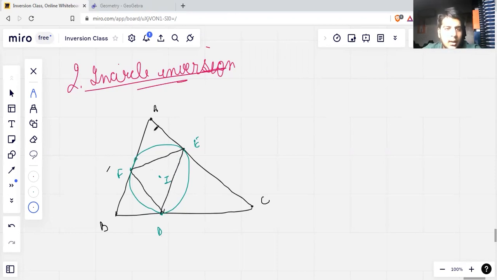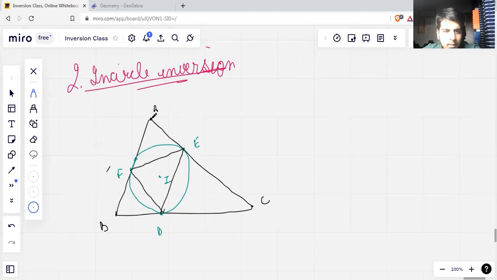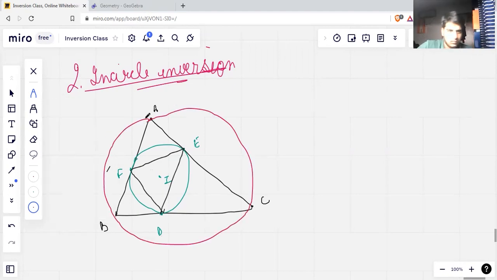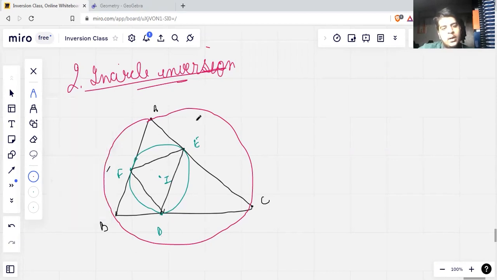Also, I'll just draw the circumcircle because we'll need it. Okay. So now, where do the things go? So in this figure, we have which points? We have A, B, C, D, E, F. Since it's the incircle, D, E, F go to themselves because they lie on the incircle.